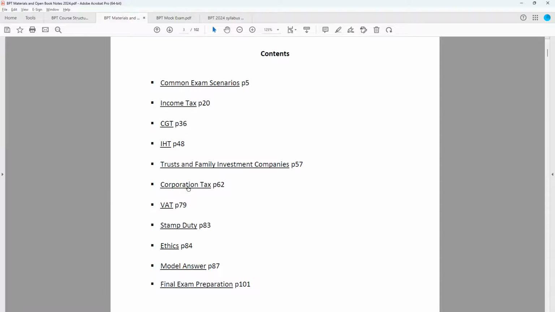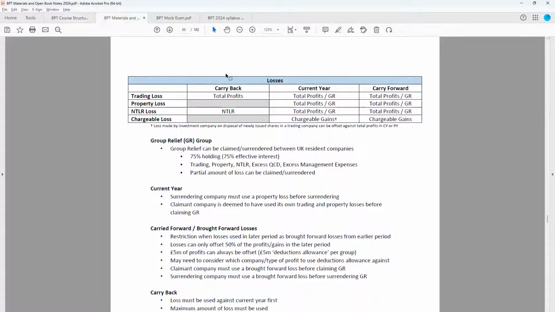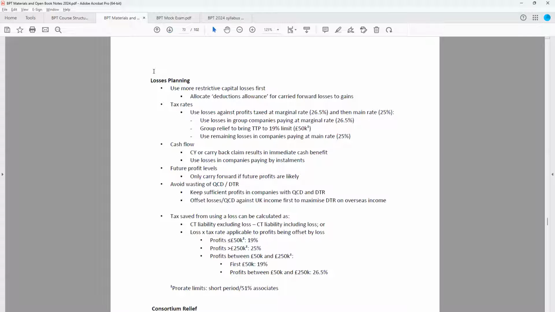So obviously in this class, we'll be looking at corporation tax. So you'll see me referring a lot to the corporation tax sections in terms of corporation tax liability, and also primarily when we're thinking about the best way to use a loss and how a loss can be used and the things to consider.